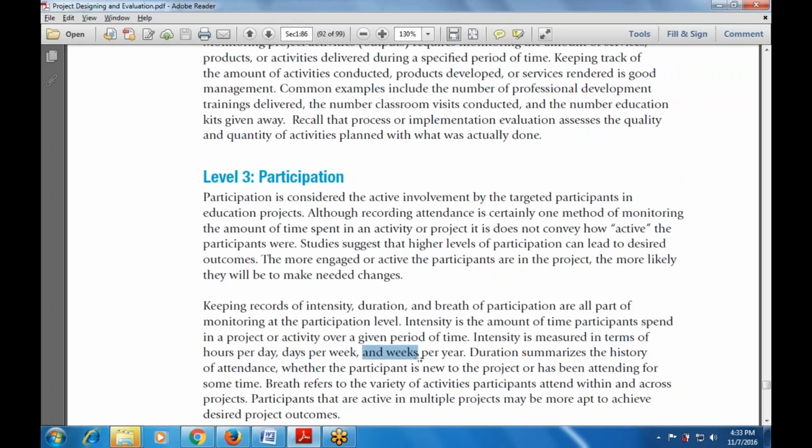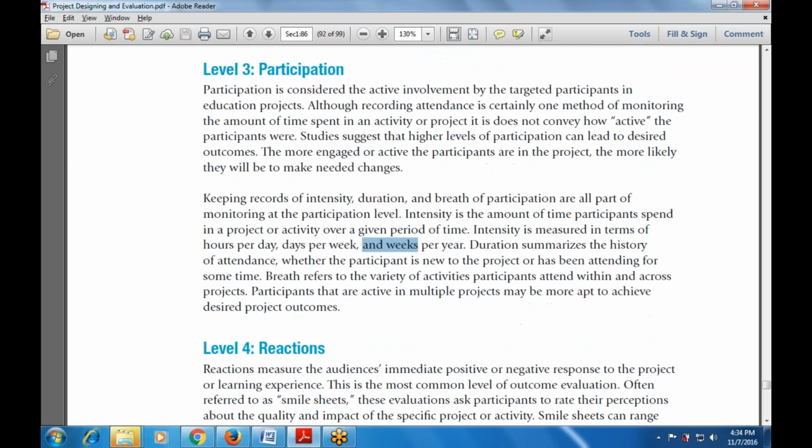Then duration summarizes the history of the attendance, in the sense of whether the participant is new to the project or has attended for some time. Breadth is the variety of activities that participants attend within and across the project, and who the participants are that take part in multiple activities and multiple projects toward the desired project outcome.